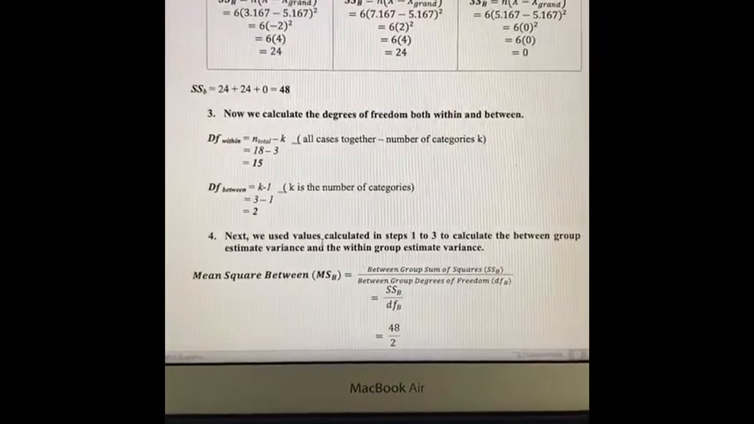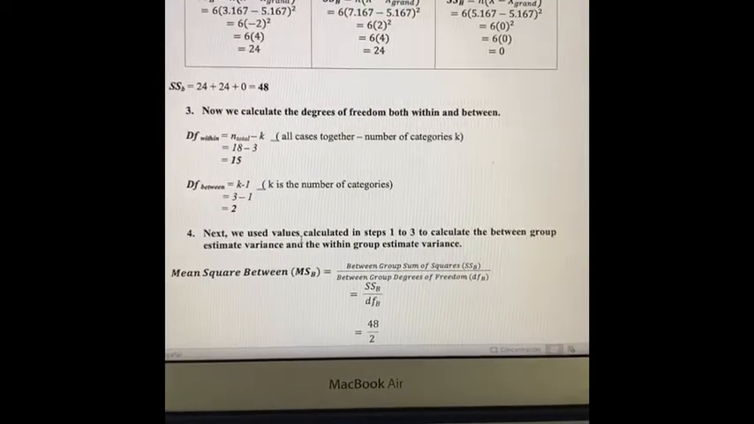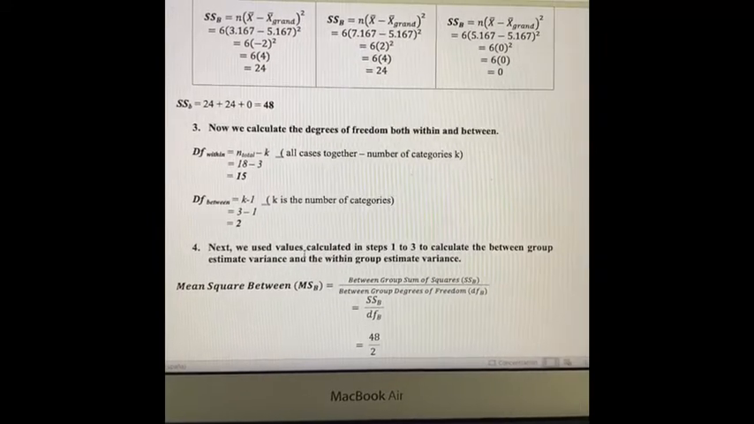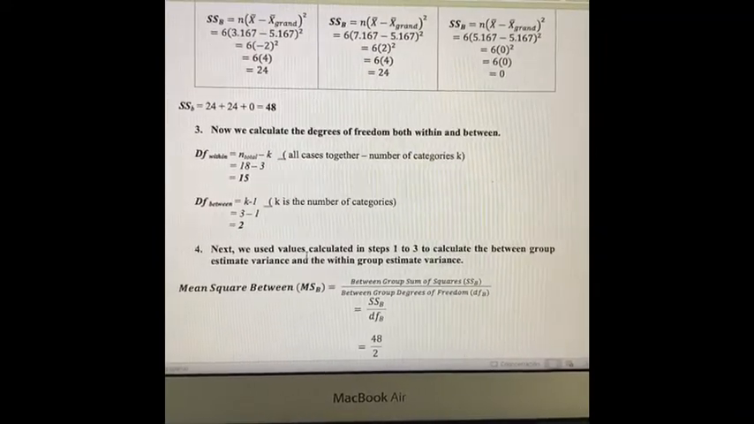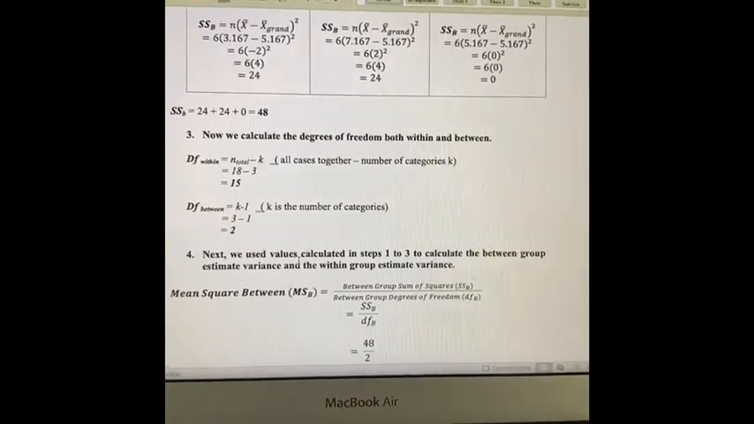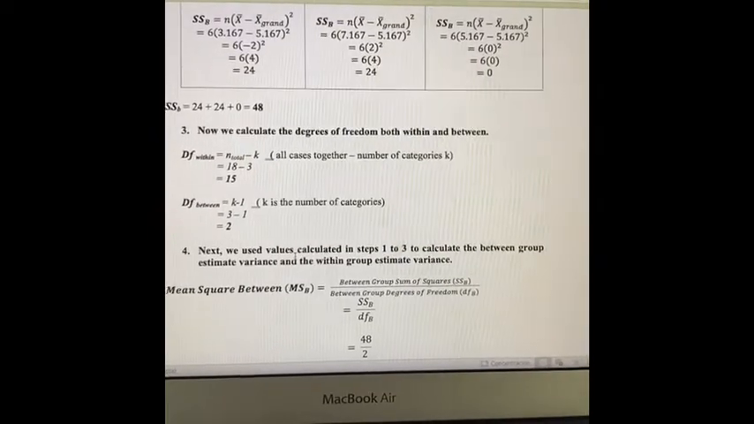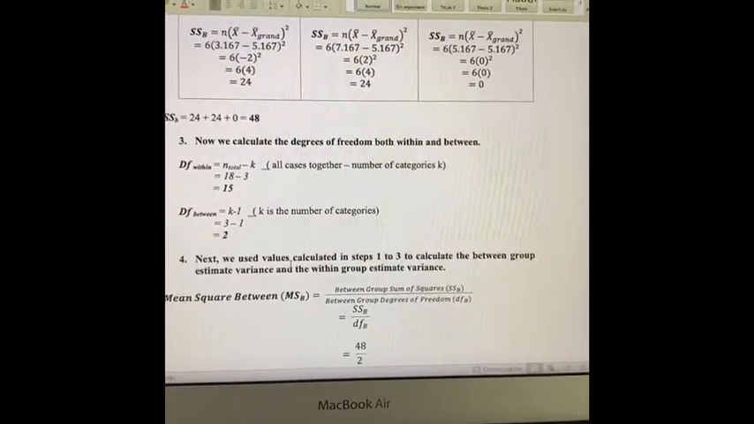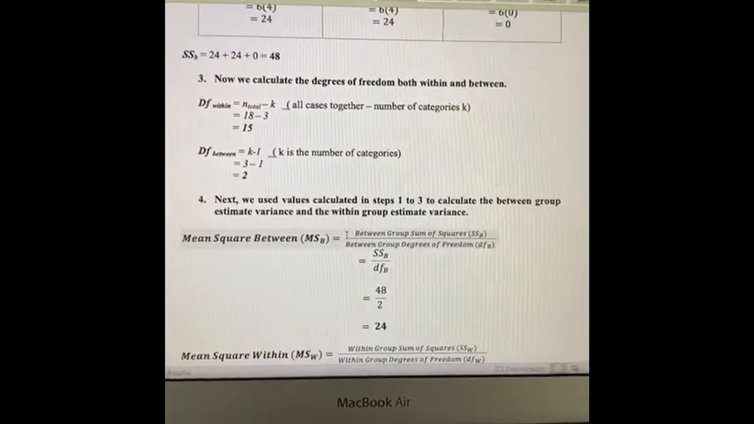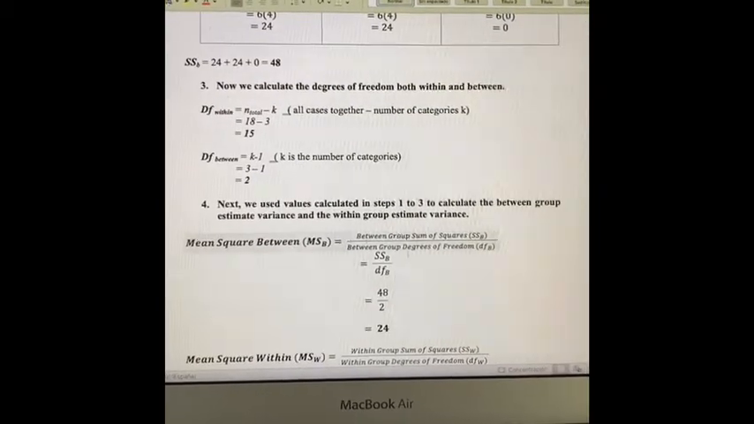Now we need to calculate the degrees of freedom both within and between. So the within are all the cases together, all the scores, minus the number of categories, which in this case would be 18 minus 3. 18 is, each category has 6 scores, so 6 times 3, 18, minus the 3 groups, 15. And the degrees of freedom between is just the number of categories minus 1, so in this case 2.